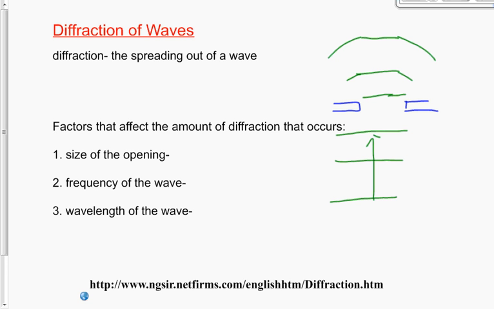Now, there's three things that affect the amount of diffraction that takes place. How much it's going to spread out. Going to spread out a little bit, going to spread out a lot. The size of the opening, the frequency of the wave, and the wavelength of the wave, although these two kind of go together.